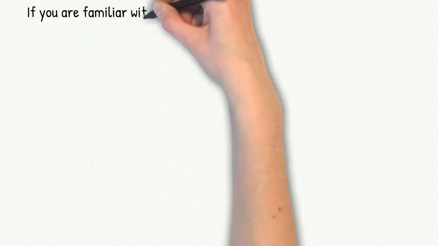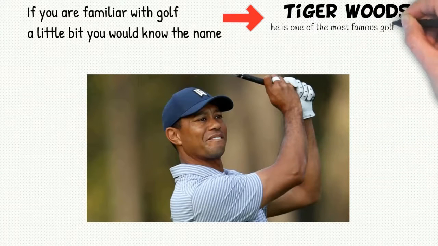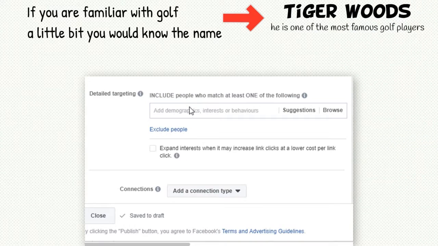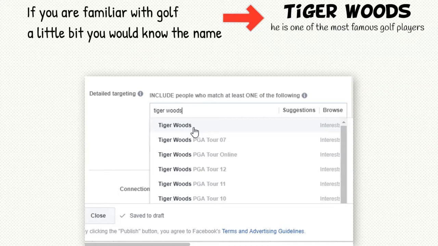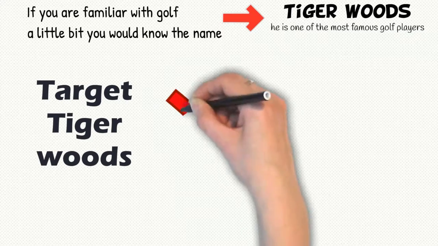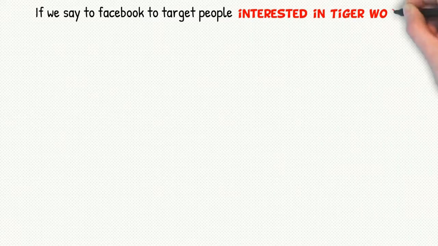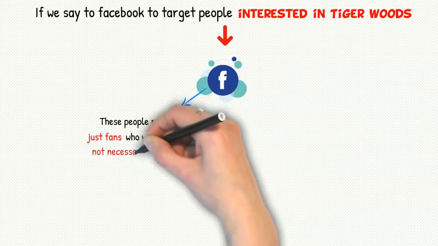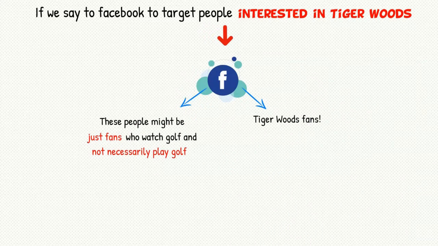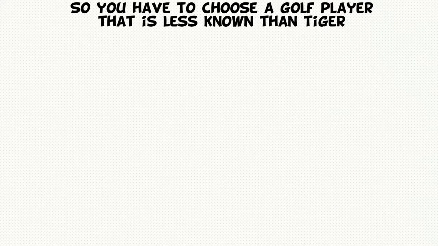If you are familiar with golf a little bit, you would know the name Tiger Woods. He's one of the most famous golf players. What most advertisers will just do is to go to Facebook and target Tiger Woods. And this is a huge mistake. Because if we tell Facebook to target people interested in Tiger Woods, these people might be just fans who watch golf and not necessarily play golf, or they might be Tiger Woods fans only. So you have to choose a golf player that's less known than Tiger Woods.